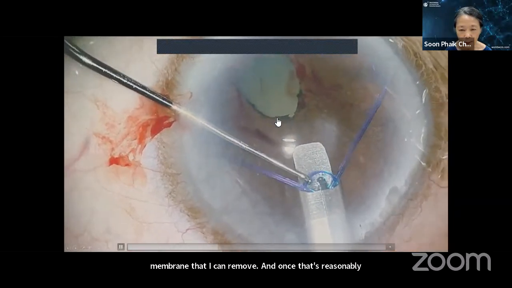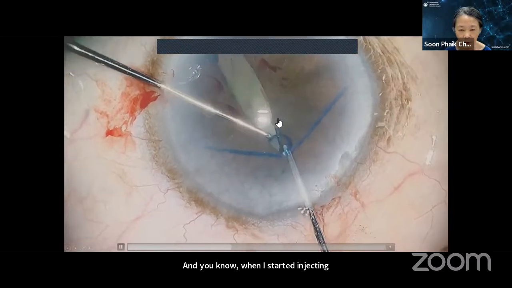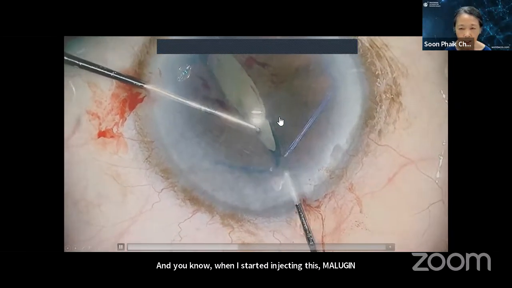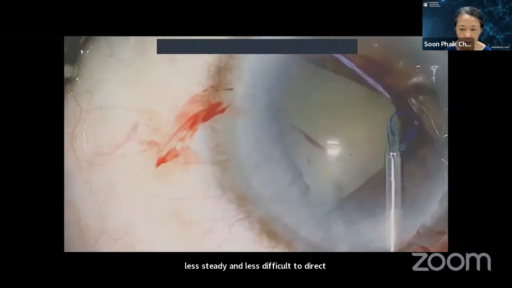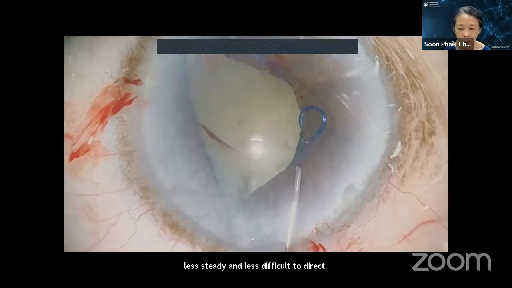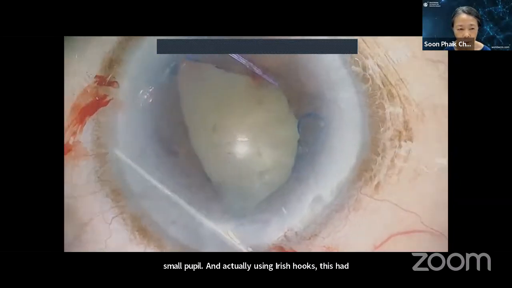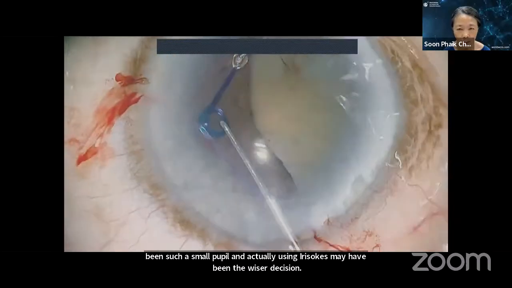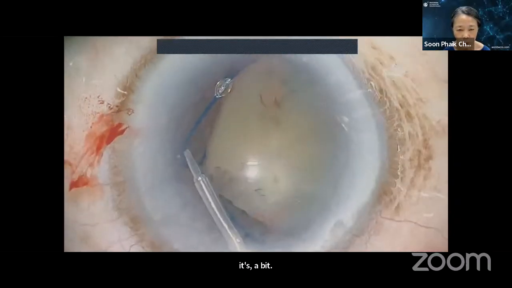And you know, when I started injecting this Malugin ring version 2, which is made of Prolene 5-0 and is less sturdy and more difficult to direct, I was really regretting it because this had been such a small pupil, and actually using iris hooks may have been the wiser decision. So you'll see here, I'm trying to get on this scroll, and it's a bit harder to do because the Prolene is really quite malleable.